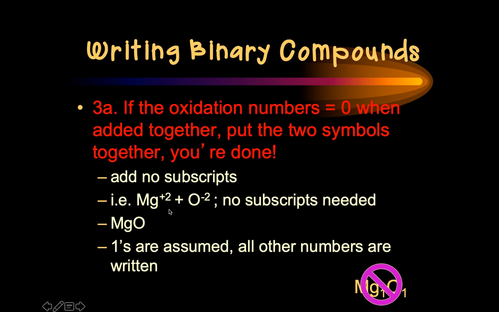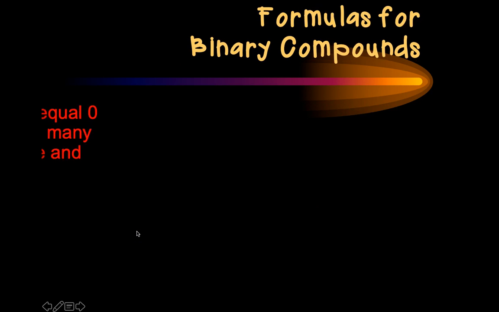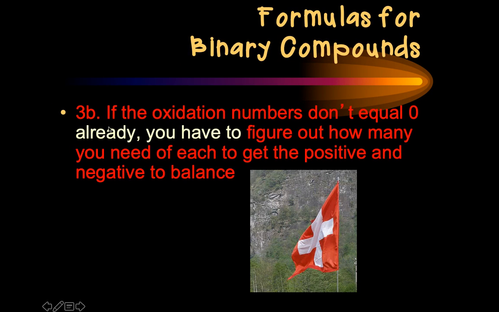Okay, so let's review. We've got symbol and charge of the positive, symbol and charge of the negative. If they balance already, so the total plus equals the total minus, just put them together, you get your answer. So then the last piece is, well, what if they don't balance? So that's 3B. If the oxidation numbers don't already equal 0, figure out how many of each you need so that the positive and the negative balance. Neutral is what we're going for.